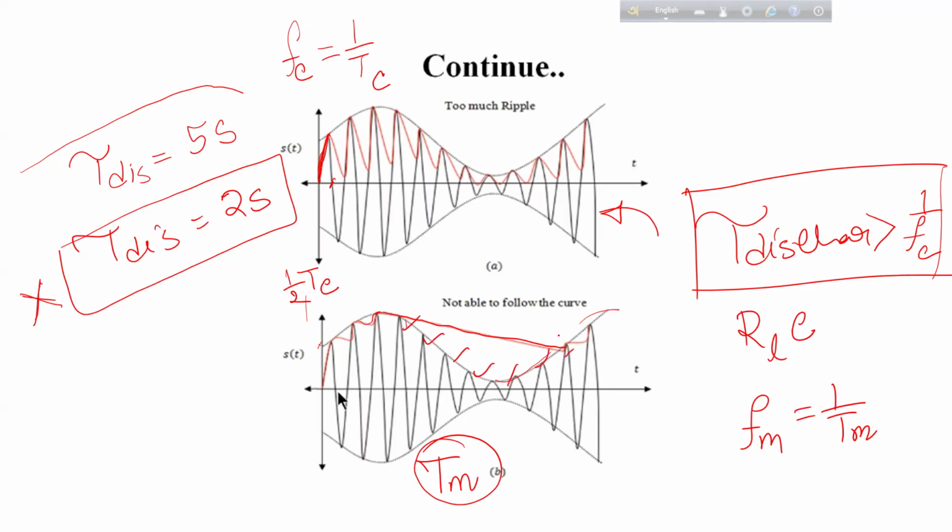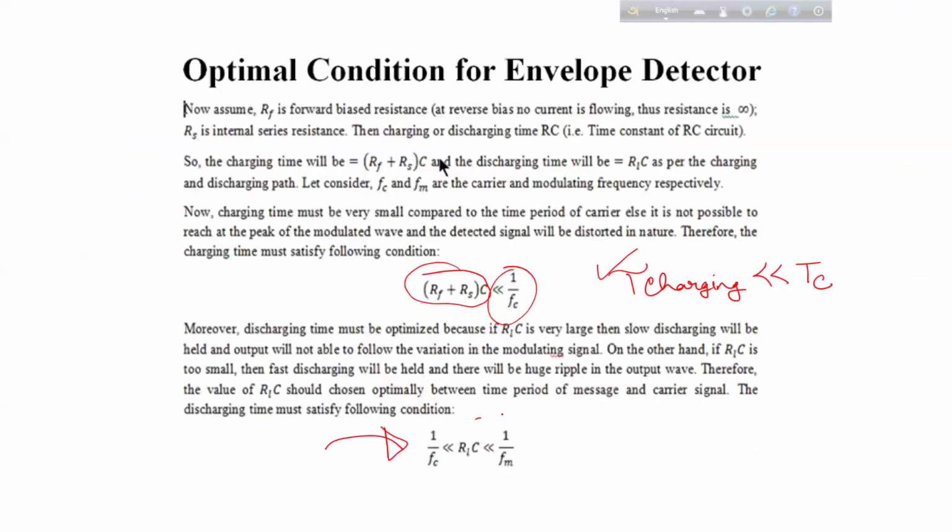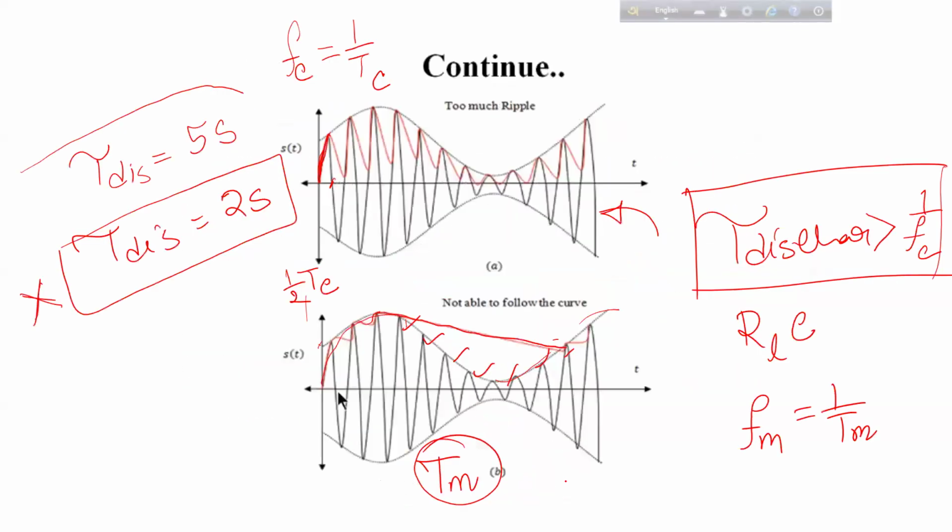So there will be some gap between this detector output and the envelope of the modulated wave. For that reason, the discharging time should be low. It should be lower than 1 by Fm, or lower than Tm. So this discharging time should be higher than Tc, but it should be lower than Tm. This is the optimal condition for an envelope detector.